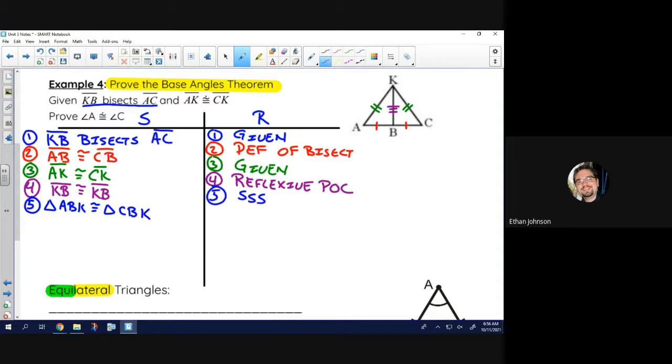I want to do a quick check. Does our last statement match up with what our proof statement says? It does not. We want angle A is congruent to angle C. Well, since we said the triangles are congruent, we know everything about them has to be congruent. So I can say angle A is congruent to angle C because of CPCTC, or corresponding parts of congruent triangles are congruent.